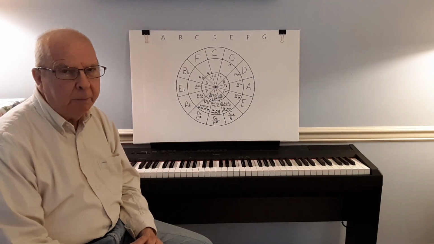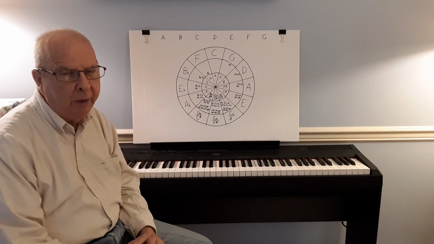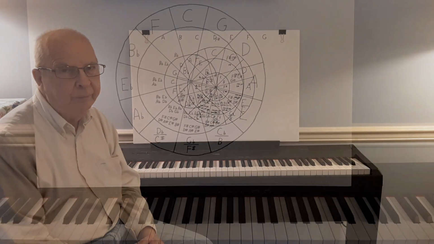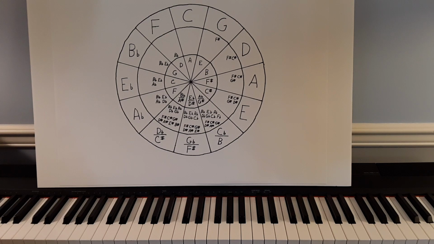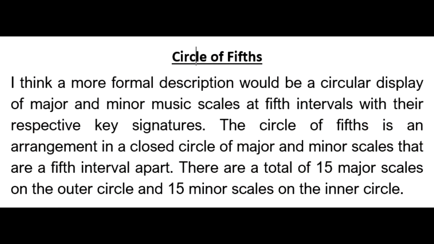Now, we're going to start out by looking at some definitions and explaining some definitions to you that you will need. And to do that, I will be moving the camera closer. Our first definition is the obvious one, which is circle of fifths. And I think a more formal description would be a circular display of major and minor music scales at fifth intervals with their respective key signatures.